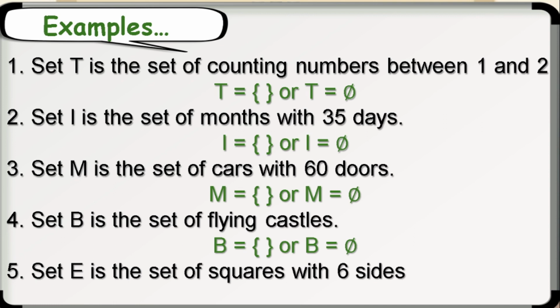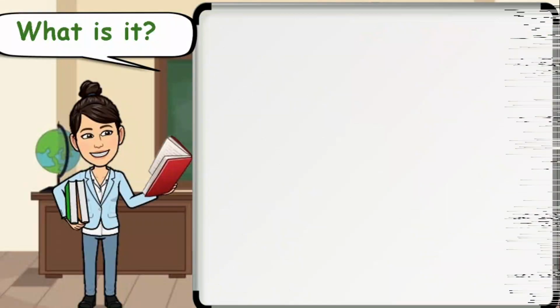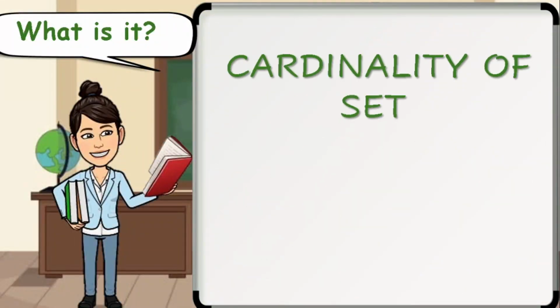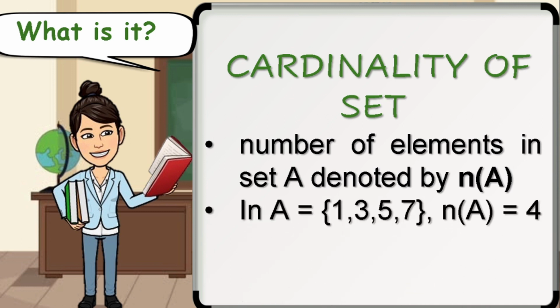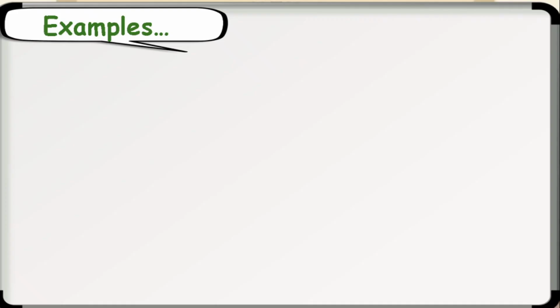Therefore, set E is a null set. Now let's have the cardinality of set. The cardinal number of set A, denoted by n(A), is the number of elements in set A. For example, in A = {1, 3, 5, 7}, the cardinal number of set A is 4 because set A contains 4 elements. Let's have some more examples in identifying the cardinality of a set.